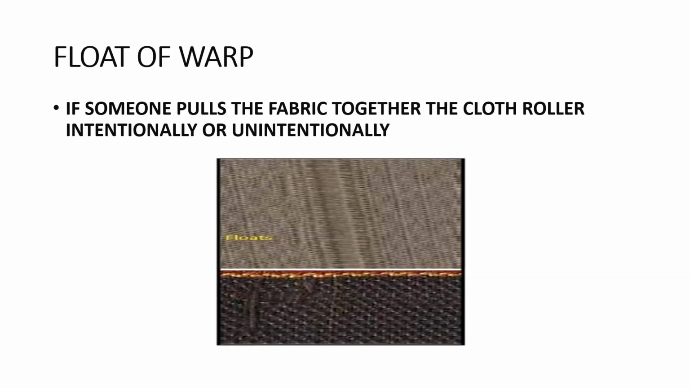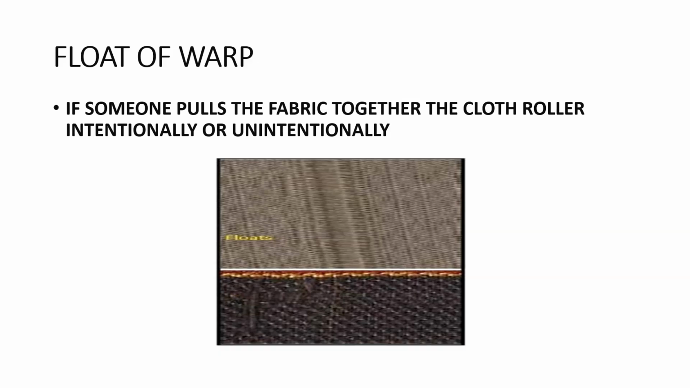Now what happens if pulling of the fabric together with the cloth roller happens? Such kind of incident does occur in the fabric, and it is called float of warp, the name of the defect. It is due to, again, tension variation, pulling of the fabric together with the cloth roller. So float of warp can occur in the fabric.